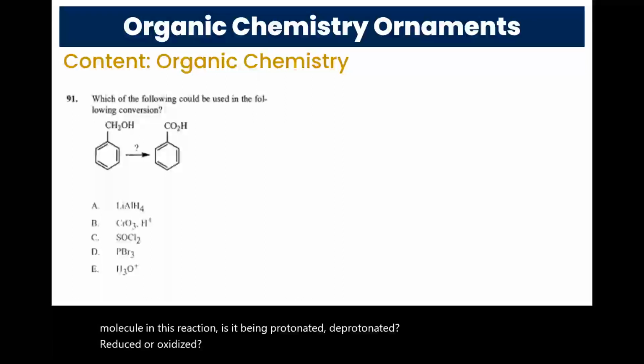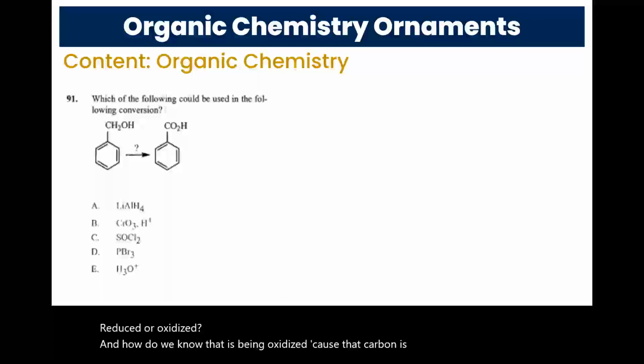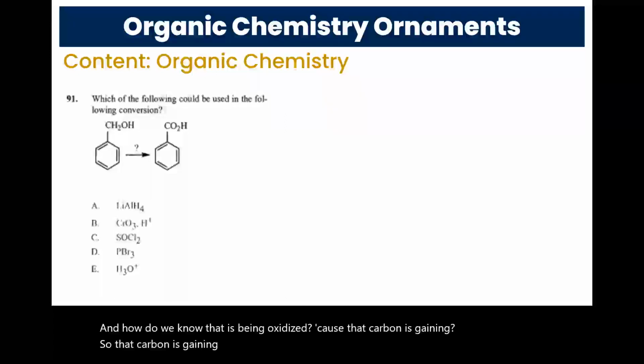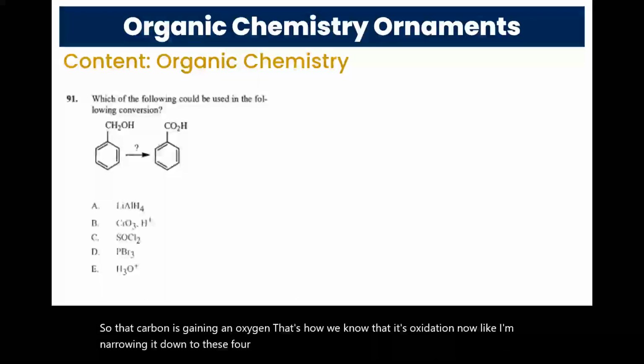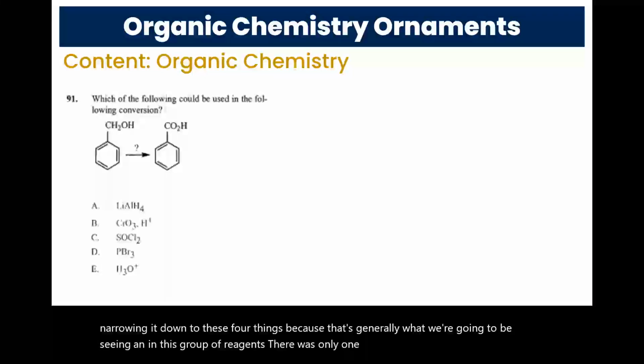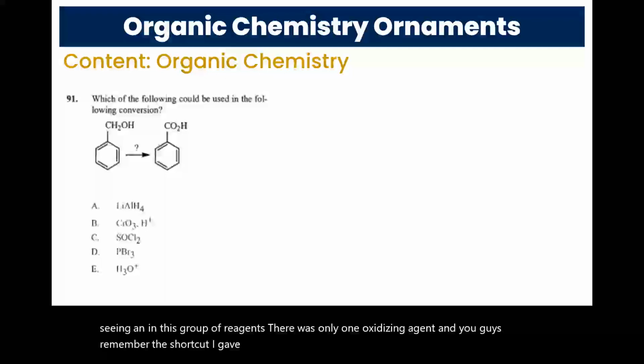Oxidized. And how do we know that it's being oxidized? Because there is an addition of oxygen. So that carbon is gaining an oxygen. That's how we know that it's oxidation. Now I'm narrowing it down to these 4 things because that's generally what we're going to be seeing. And in this group of reagents, there is only one oxidizing agent. And do you guys remember the shortcut I gave you for recognizing oxidizing agents last week?